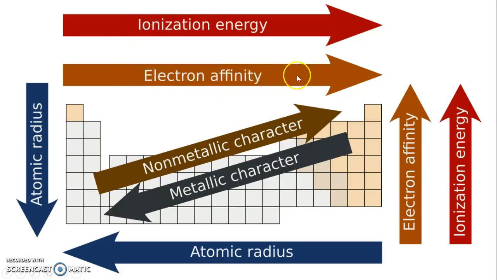Electron affinity or electronegativity increases as we move this way. Ionization energy increases as you move this way. Atomic radius increases as you move this way. Metallic character increases this way, and non-metallic character increases that way.